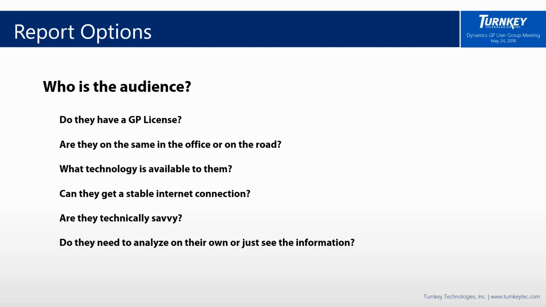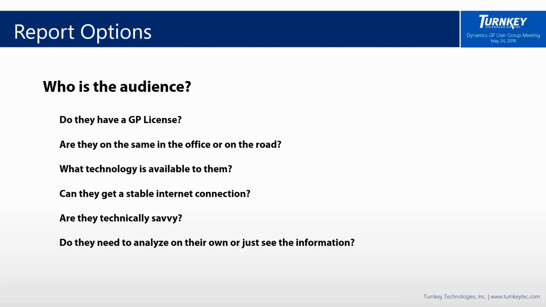That opens up Smart List as well. If they don't, then we're on to a different path. Are they in the same office or on the road? That makes another piece of it as well. Okay, they're out on the road. Maybe they need to get something emailed to them. Maybe they need to log in remotely to access this. They're on the road. Maybe they don't even have a GP user at that point as well.